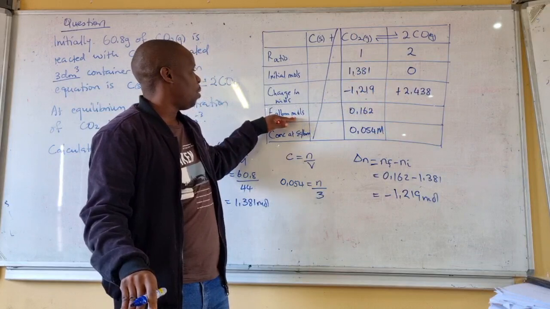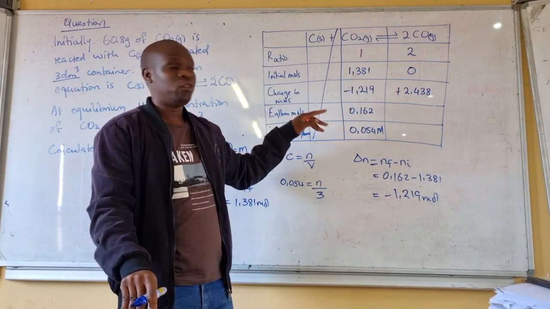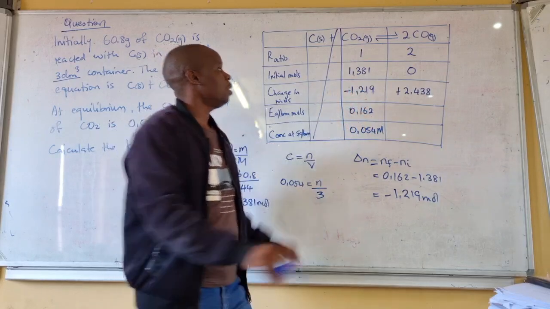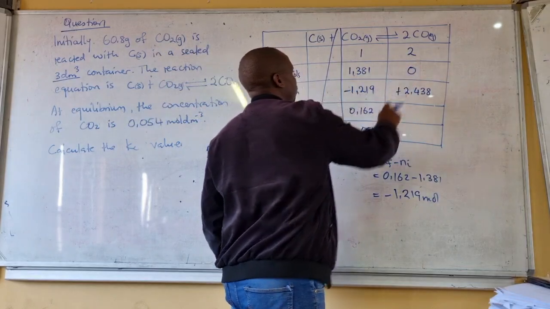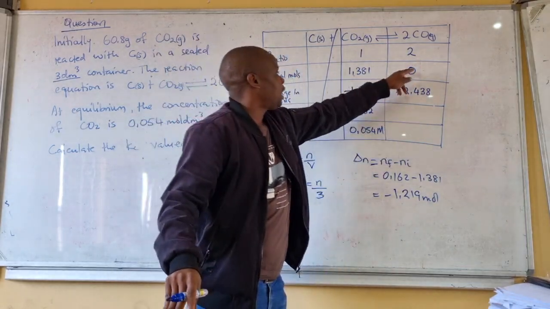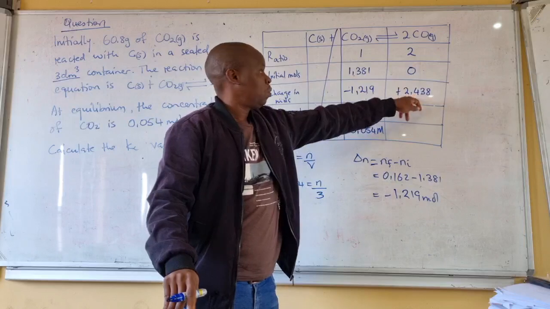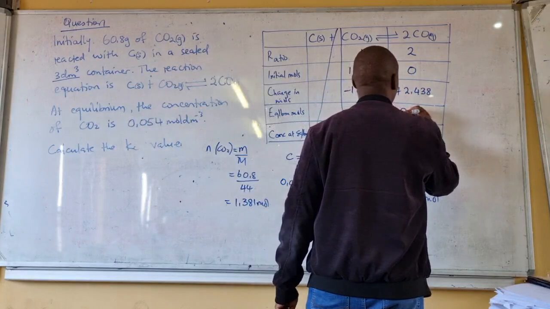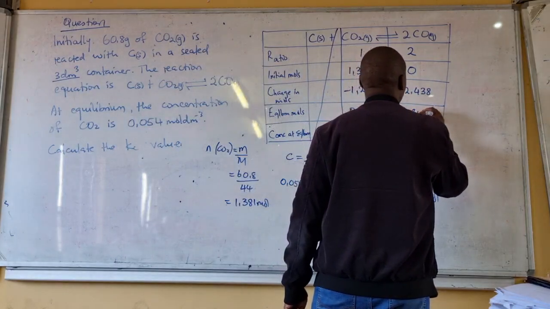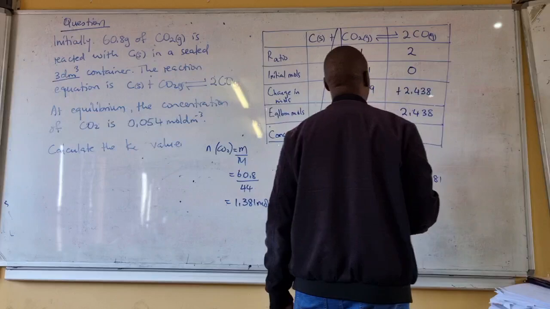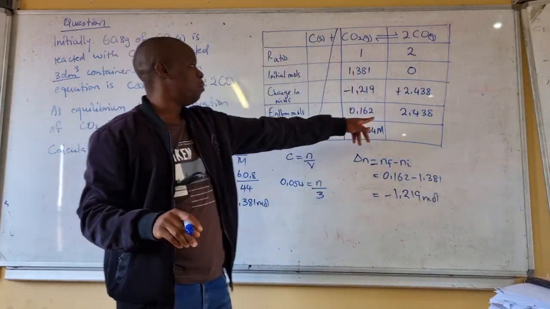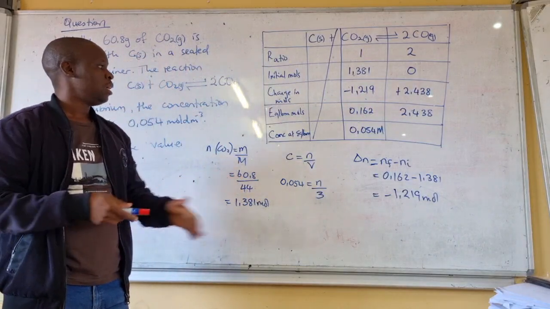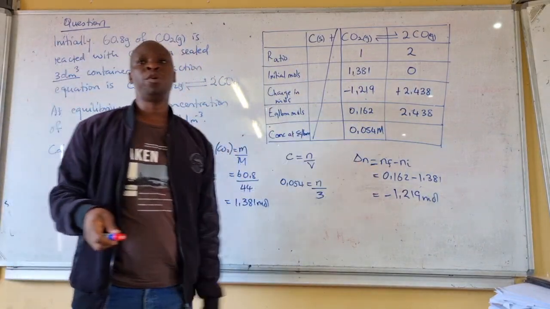The next thing will be to calculate the equilibrium moles. How do we calculate the equilibrium moles? We now just add 0 to 2.438, which will just be 2.438. We now have our equilibrium moles of carbon monoxide. After that, we go to concentration.